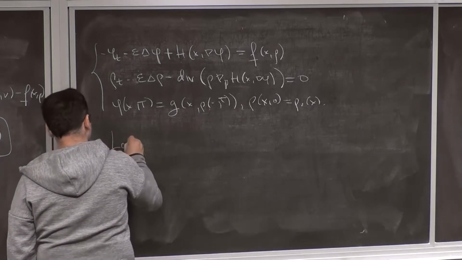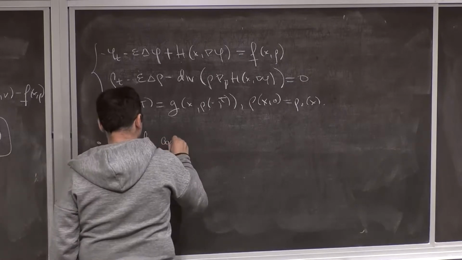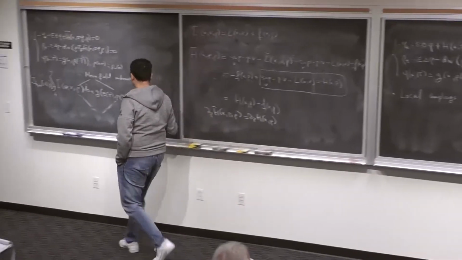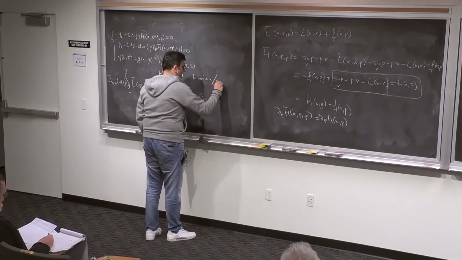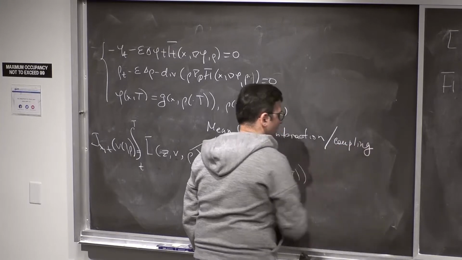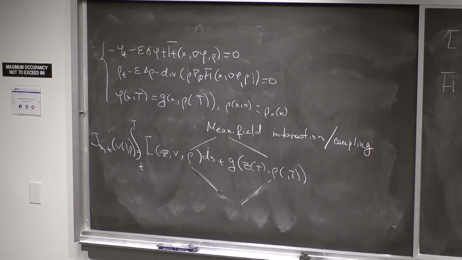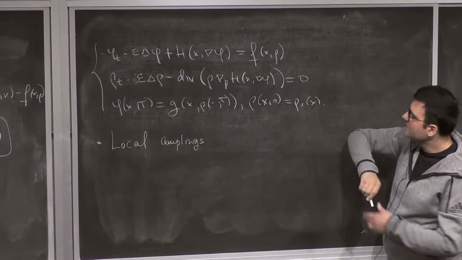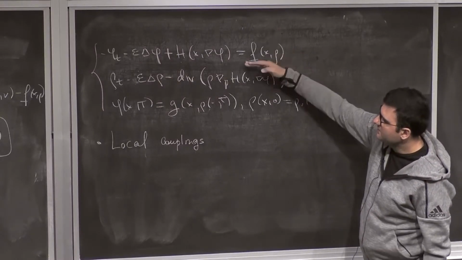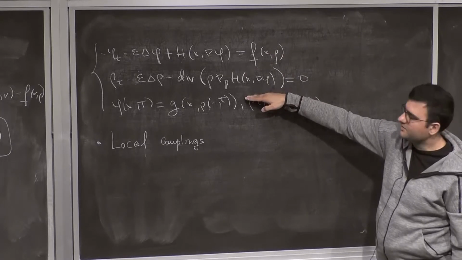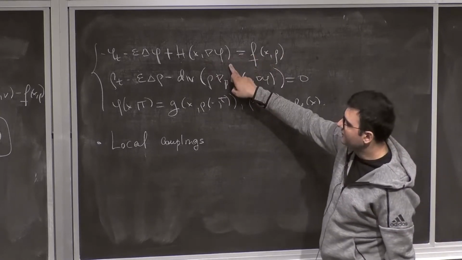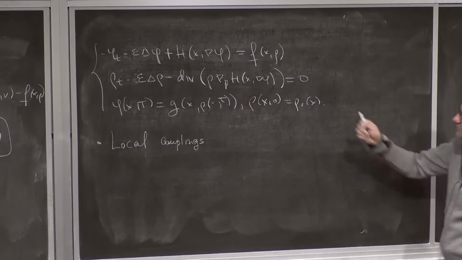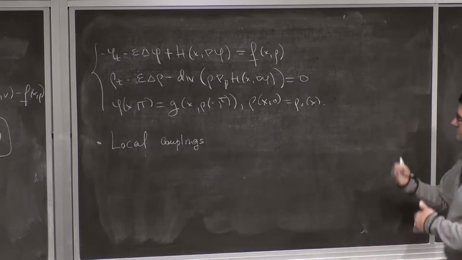Local couplings. I forgot to mention that sometimes people also call it mean-field coupling, because the first equation is an HJB equation, the second is a Fokker-Planck equation, and if this f were not there, this wouldn't be a coupled system, because we could just solve for phi and then solve the Fokker-Planck separately. They are decoupled, and when you have this term here, we have the coupling.